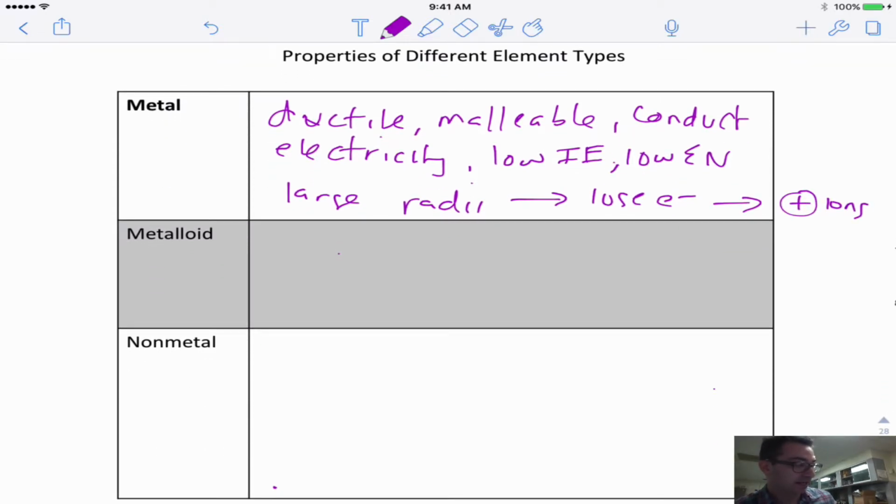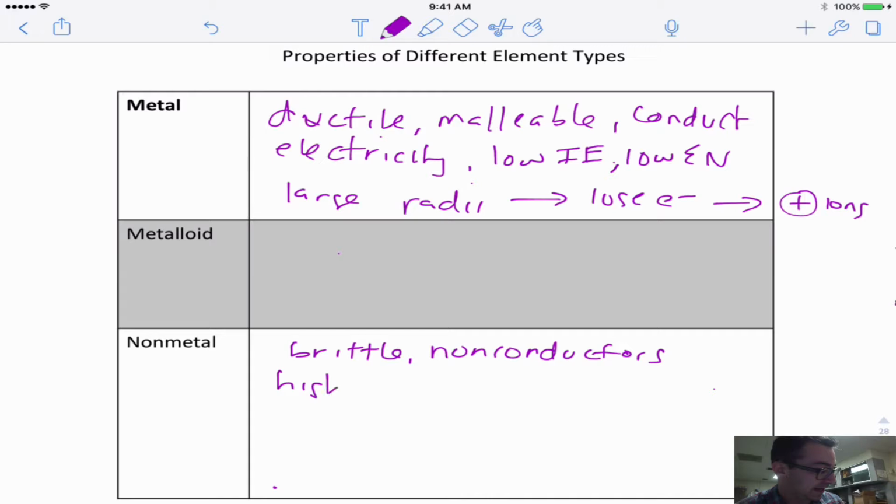And when I look at a nonmetal, they have a lot of the opposite properties. They tend to be brittle. They tend to be non-conductors, though there's some exceptions to that, like graphite. They tend to have high ionization energy, electronegativity, and a small radii. And they tend to gain electrons and form negative ions.